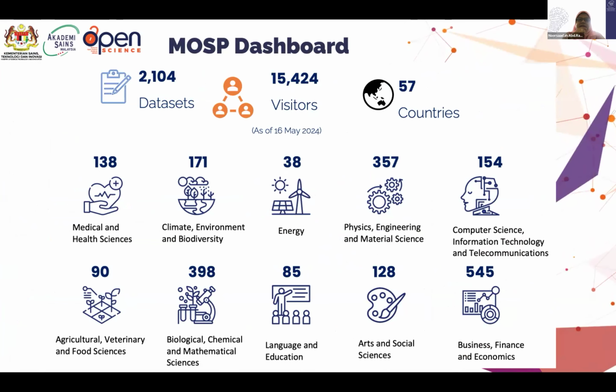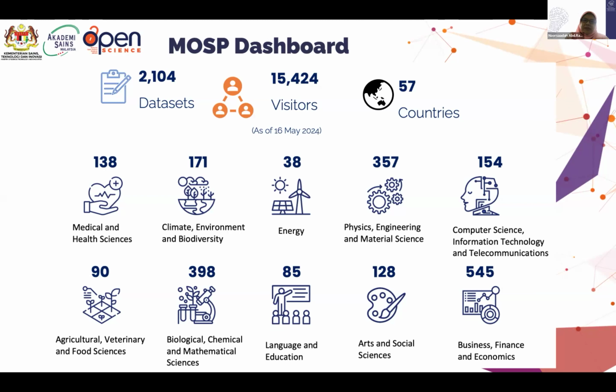We have about 10 areas that we ask people to deposit data into. Of course, medical and health sciences. We have climate, environment, biodiversity, energy, physics, engineering, material science, computer science, information technology, telecommunication, agriculture, veterinary, food, biological chemistry, and mathematical sciences. But we also wanted to capture the research being done by our friends in the social science and humanities area. So we have special ones for them: language and education, art and social science, as well as business, finances and economy. So it's arranged in such a way that you can put in your data in the area that you feel would be most beneficial for people to share.